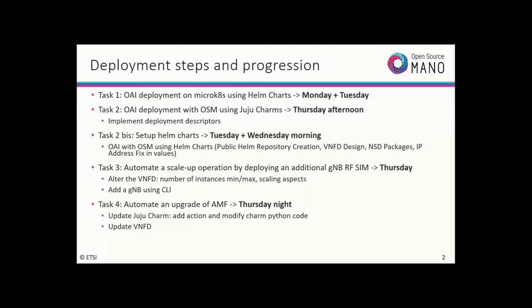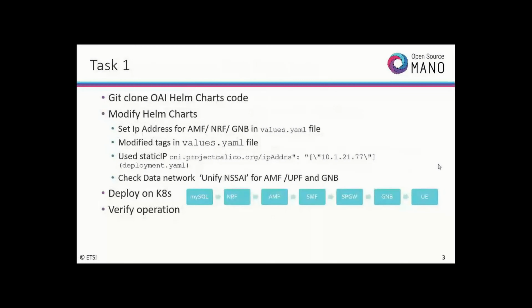So our first task was to try to deploy OpenAir interface on micro Kubernetes using the Helm chart. We've done it on Monday and Tuesday. Then we deployed OpenAir interface using Juju charms with OSM on Thursday afternoon. And at the same time, we also tried to set up Helm charts for OpenAir interface with open source MANO just to test the deployment of OpenAir interface with OSM. That was before we moved on to Juju charms for day 1 and 2. Then we implemented the scale-up operation of the Gnode B and also the upgrade of the IMF.